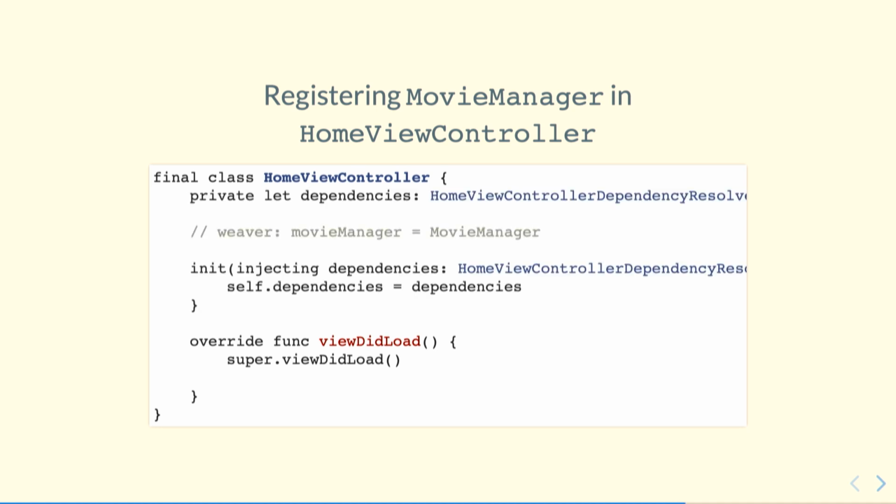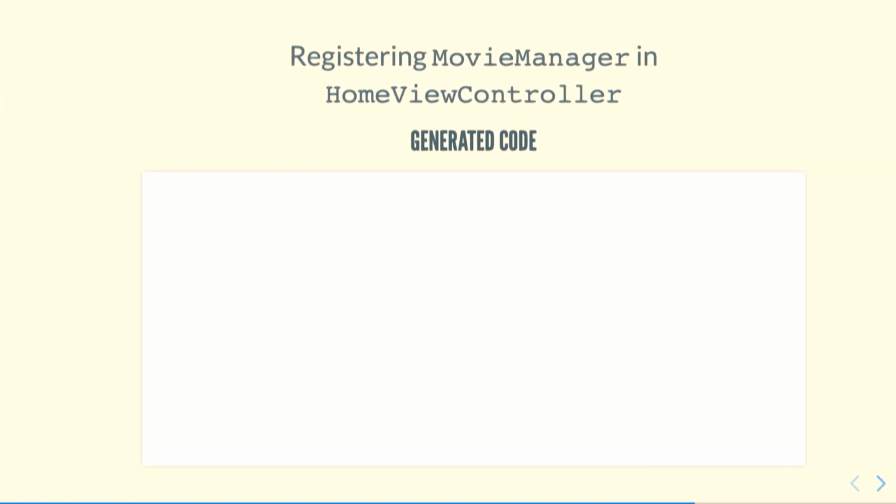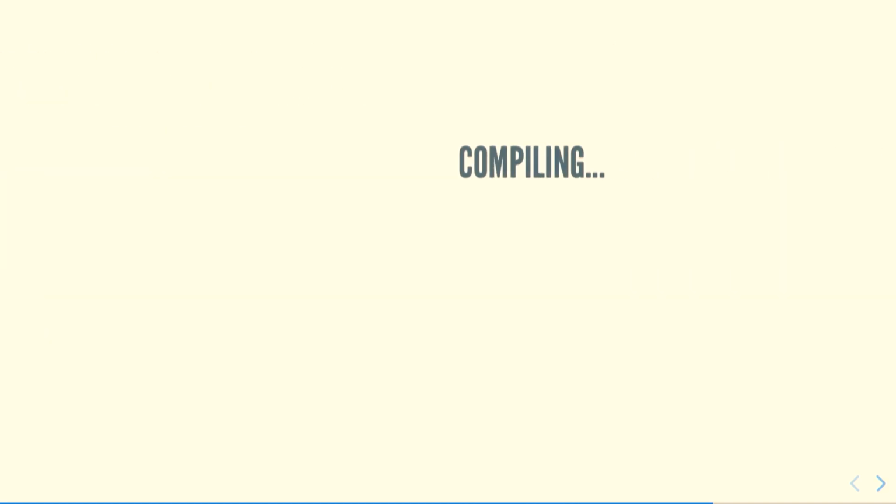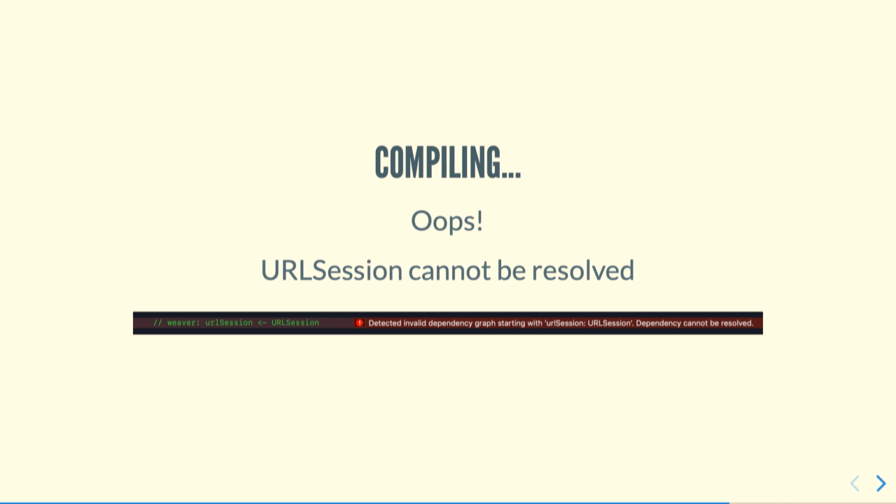So this is the exact same thing. It's very repetitive. We want to use the movie manager and the home view controller, so we do the exact same thing. The code is going to look pretty much the same. And in the end, we try to compile. What's going to happen is that Weaver is going to tell us that URL session is missing because we actually never created an instance of URL session anywhere.